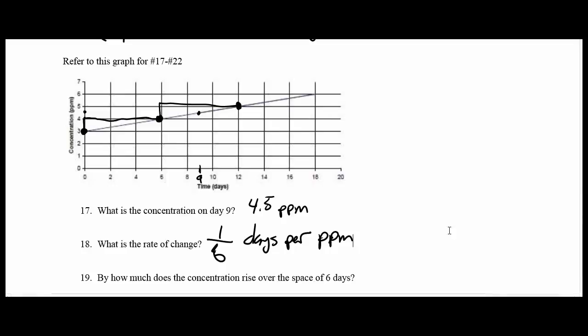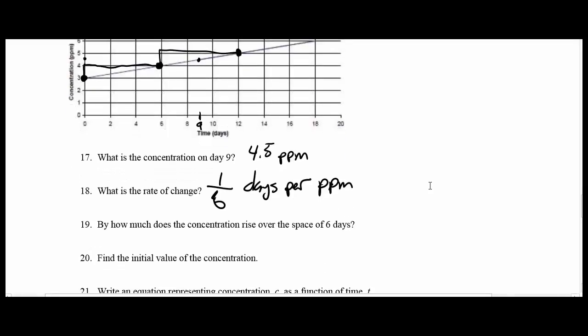Number 19, by how much does the concentration rise over the space of 6 days? So we kind of looked at that. Every 6 days it goes up 1, so 1 part per million. What is the initial value of the concentration? So right where does it cross the y-axis? So that would be 3 parts per million.